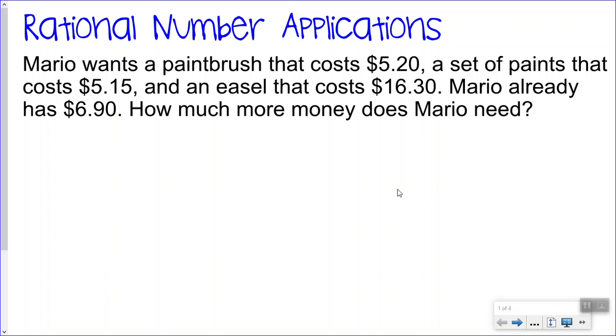And if it helps to think about the context without the complicated rational numbers in there, I encourage you to do that first because it may help you figure out the steps that you need to solve the problem.